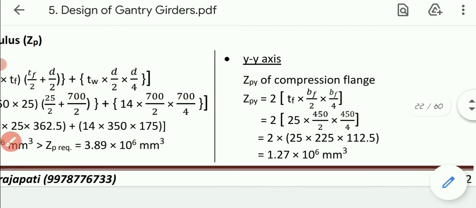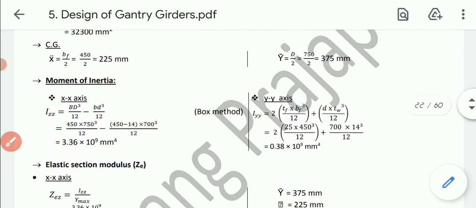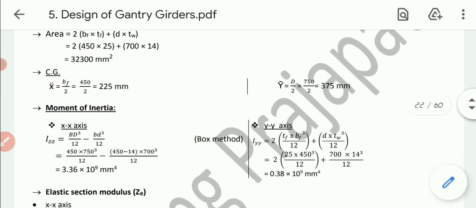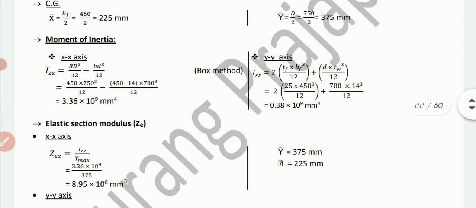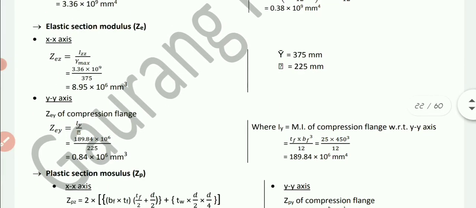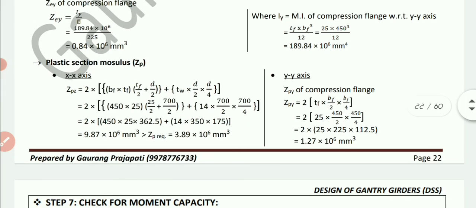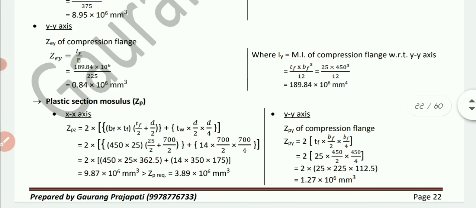See, these are the parameters which I am going to use in the following steps. So I have calculated all the unknown parameters like area, CG, MI, then elastic section modulus with respect to XX and Y axis, ZZ, ZY, and plastic section modulus with respect to XX and YY, that is ZPZ and ZPY. So I am stopping this video right now, as it is quite long. In the next video I am going to complete this design.